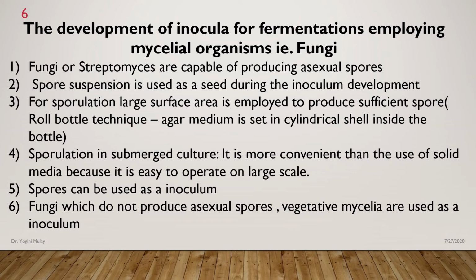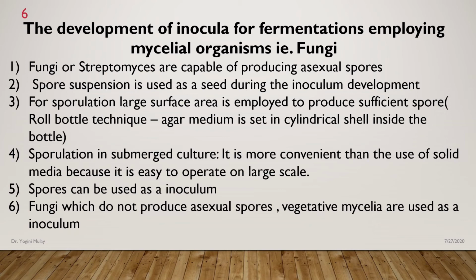Number one is there are some fungi which develop the spores on a solid medium, and here the roll bottle technique is used where the molten agar medium is poured in the bottle and it is rolled on the surface, so that the agar medium is set in a cylindrical shell inside the bottle, and simply it provides a large surface area, and then you inoculate it so that you will get the large surface area and the spores can be cultivated.